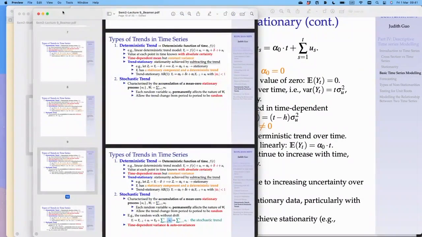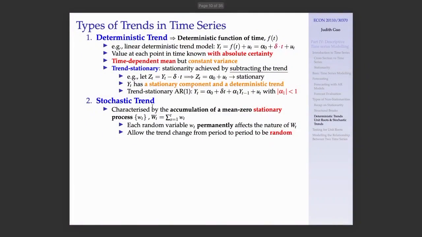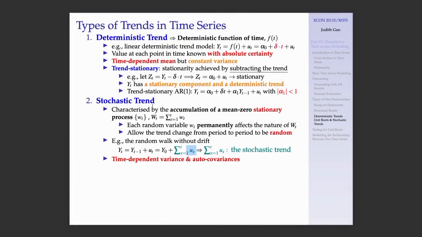So this is essentially the characteristic of a stochastic trend. We have a time-dependent variance and autocovariances. Now, because the nature of the trend is different, deterministic trend, predictable; stochastic trend, non-predictable. That implies in order to achieve stationarity, we need to use a different approach. So a stochastic trend series can be made stationary via differencing. And therefore, we call models with stochastic trend difference stationary.